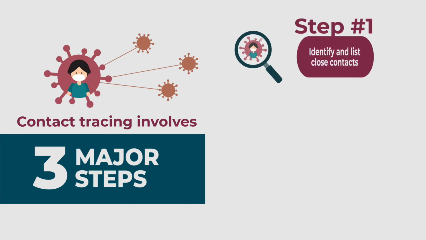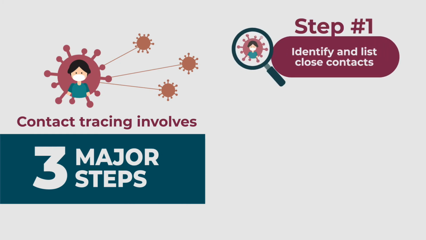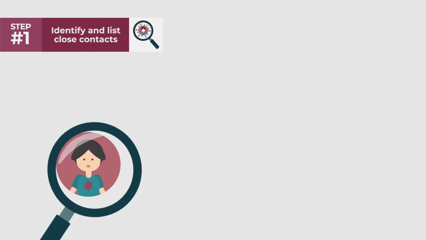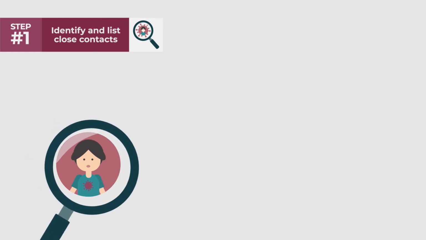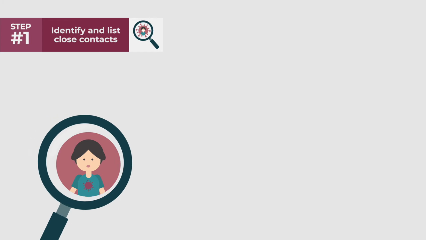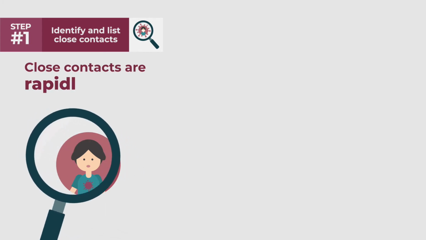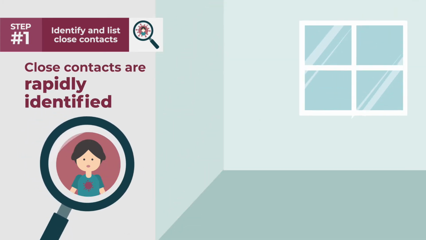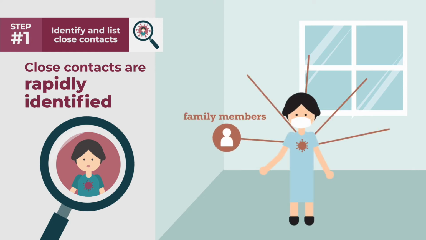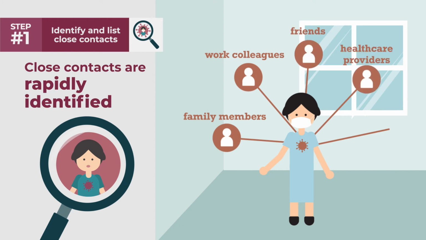Step 1. Identify and list close contacts. Upon identification of persons with COVID-19 or those who may have COVID-19, close contacts are rapidly identified. Close contacts can be anyone who has been exposed to an infected person: family members, work colleagues, friends, healthcare providers, or the community.